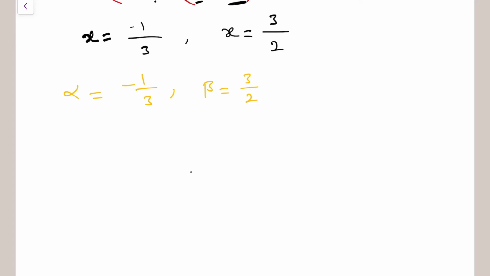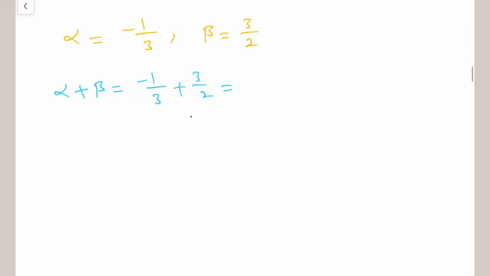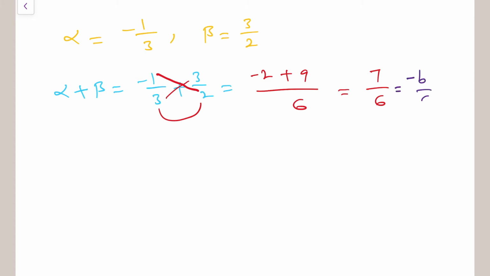Now first let us find out the sum of the zeros. Alpha plus beta equals to minus 1 by 3 plus 3 by 2, which is equals to, let's do cross multiplication. Minus 1 2s are minus 2. Here plus symbol is there, so plus 3 3s are 9 by 3 2s are 6. Now 9 minus 2, 7 divided by 6. That we need to make it equals to minus b by a.